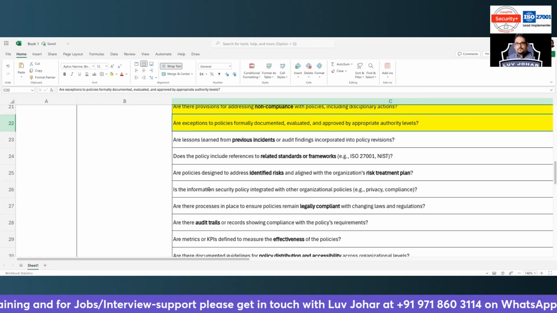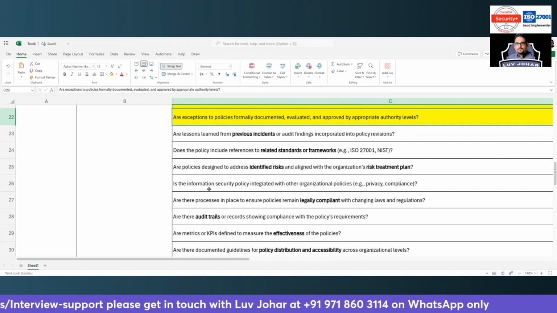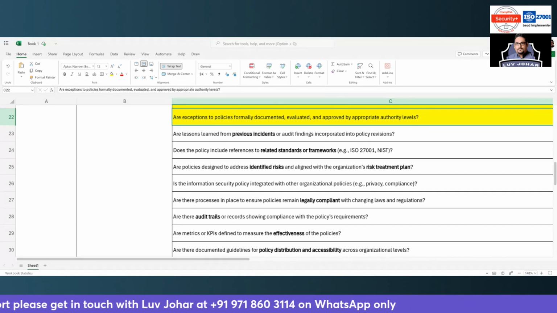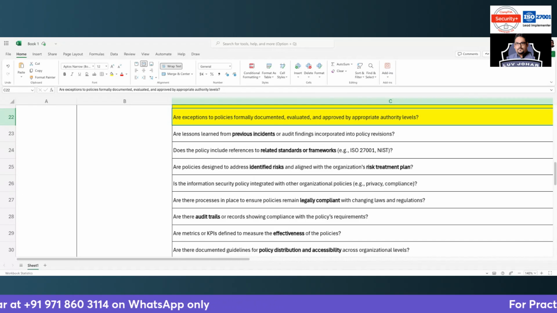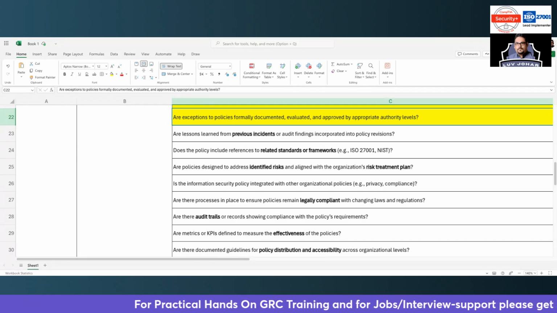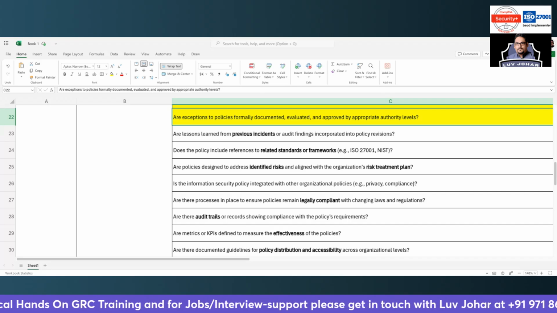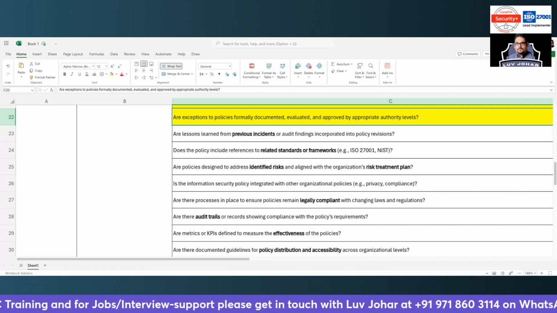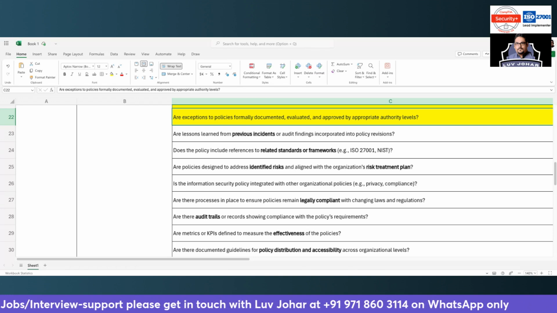Okay, are exceptions to the policies formally documented, evaluated, and approved by appropriate authority levels? In case of any exception to the policy, you need to make sure that the exception is documented, evaluated, and approved by the appropriate authority levels. It is very important. Okay, do not just keep on giving exceptions to your policies, guys.